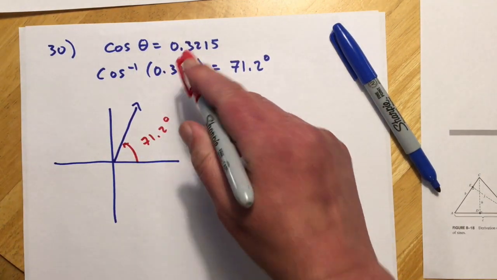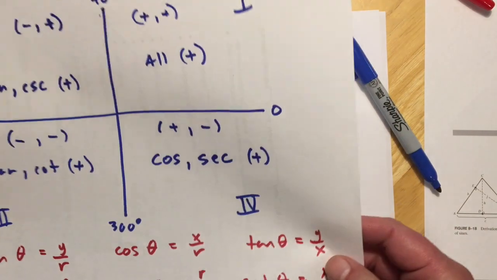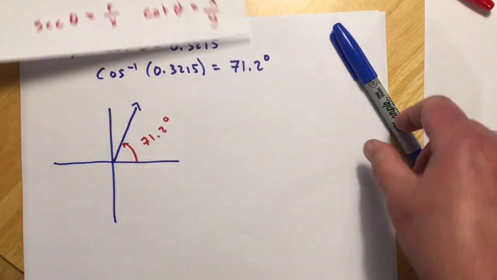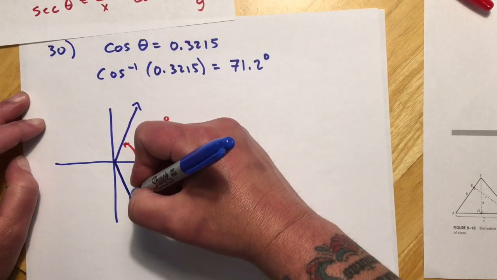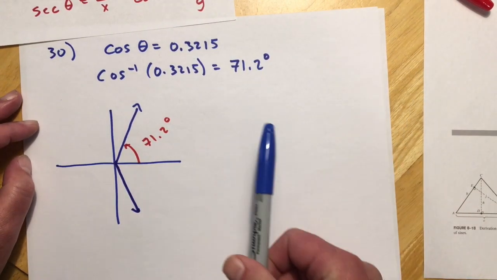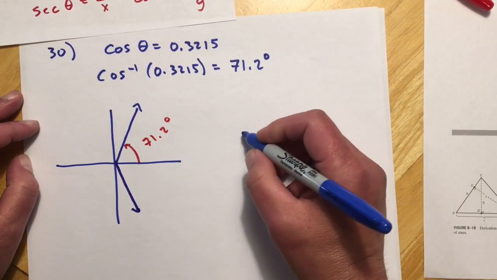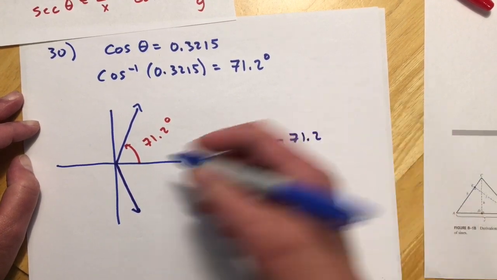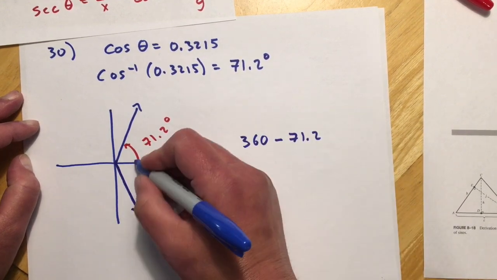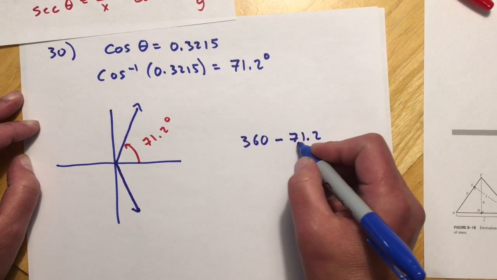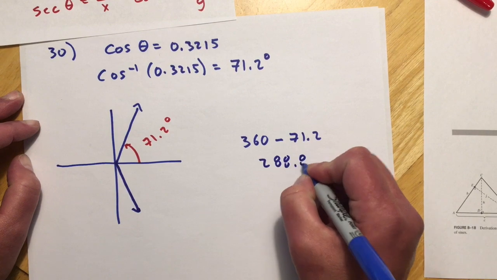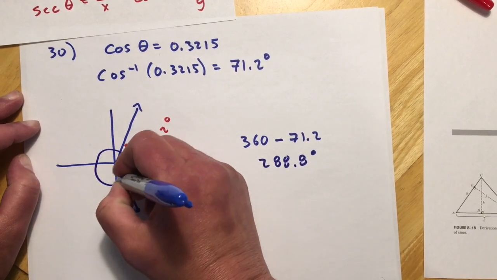So cosine is positive, so we need the other quadrant where cosine is positive. And cosine is positive when x is positive, so that happens in the first and the fourth quadrants. So this other one that we're looking for is right down here. And so this is where I can go 360 minus 71.2. That's probably the easiest way, because it's 71.2 short of the axis. So I'm kind of using a reference angle there. And that would be 288.8 degrees. So if we measure all the way around, then we get 288.8.